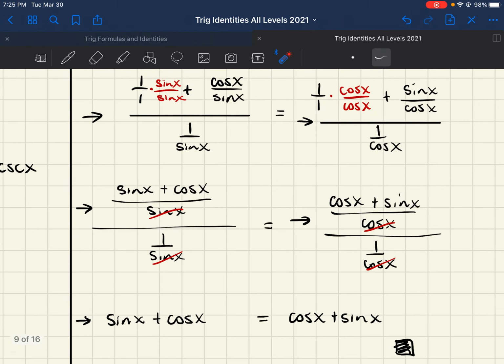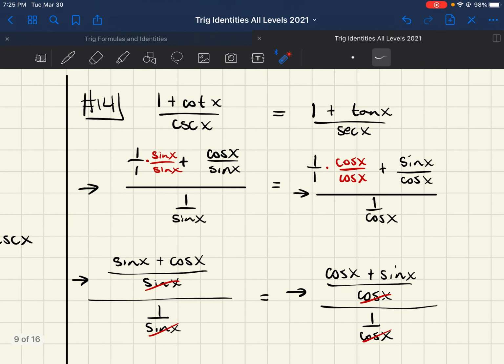Okay, number 14. I think this is the only problem in the 24 problem set that I would recommend working both sides at the same time. And you're going to use pretty much the same strategy. We're going to decompose into sines and cosines, so everything gets decomposed.